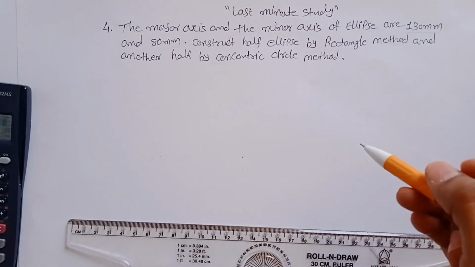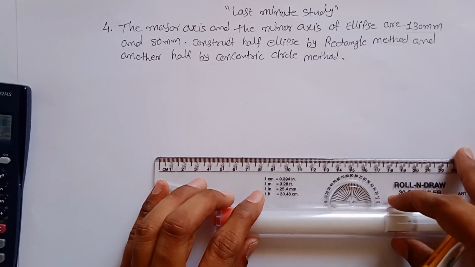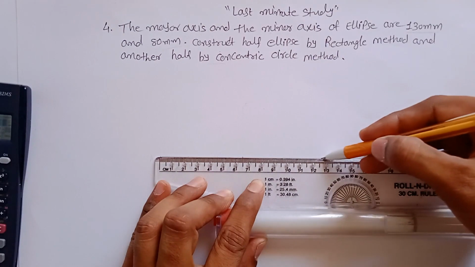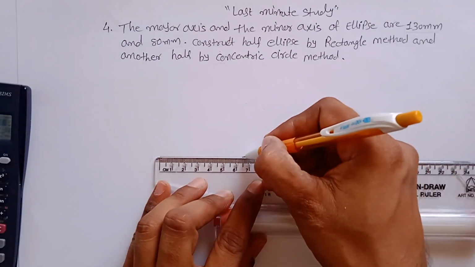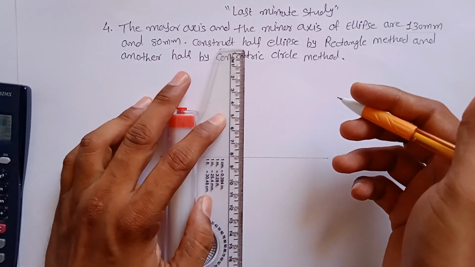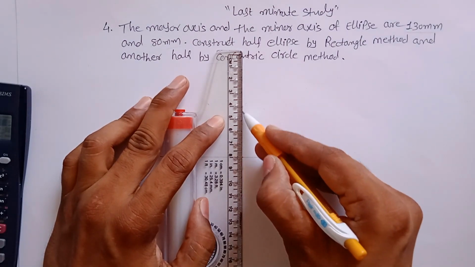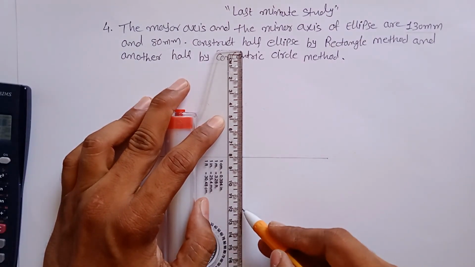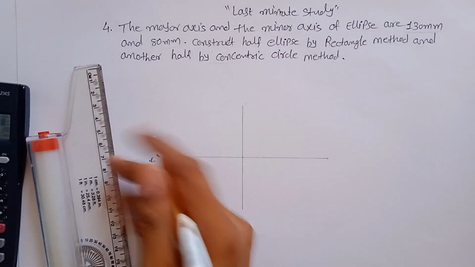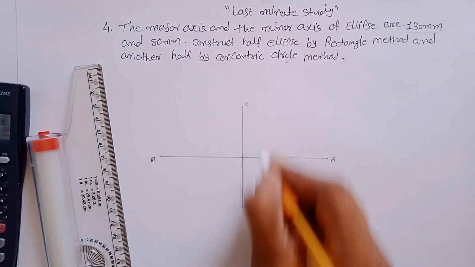So first of all, you have to construct a major axis and minor axis, which is common. Here 130 mm is given to you as a major axis. And from the center point, you have to construct a minor axis of 80 mm. So 40 from this side and 40 from this side. So this point is A point. This is A point, B, C and D.